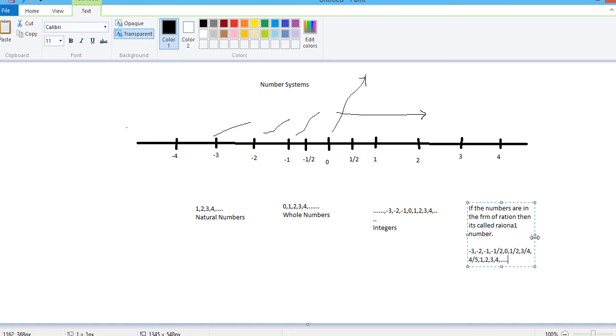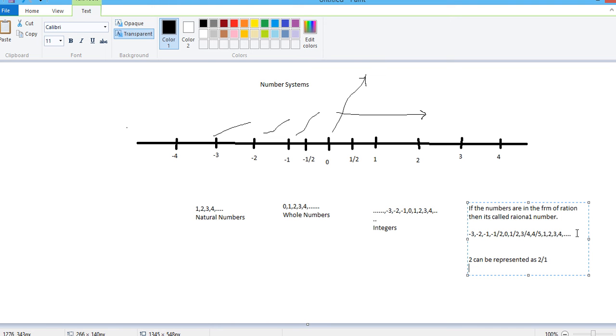But 1, 2, 3, these are also rational numbers, because 2 can be represented as 2 by 1, right? Or 3 can be represented as 3 by 1. So there are a numerator and denominator both. So this rational number includes all of these numbers as well.